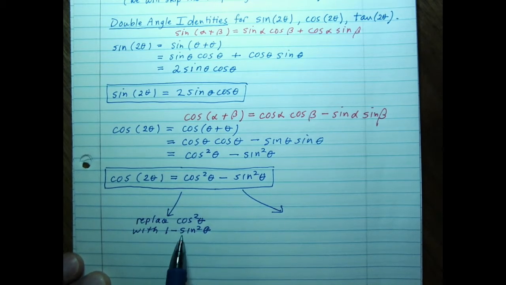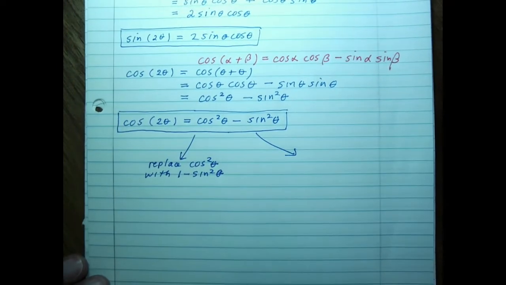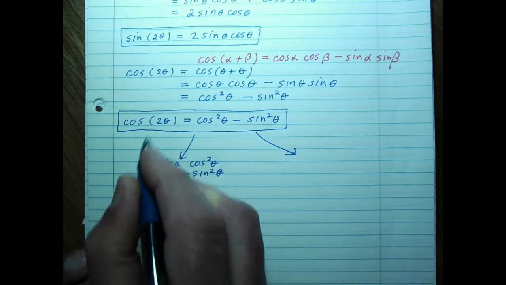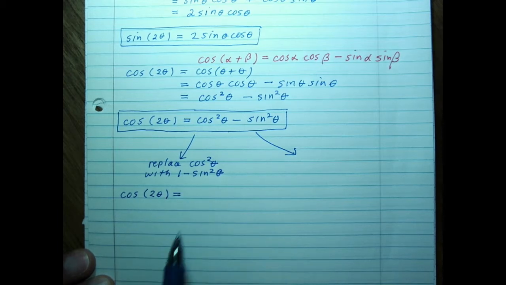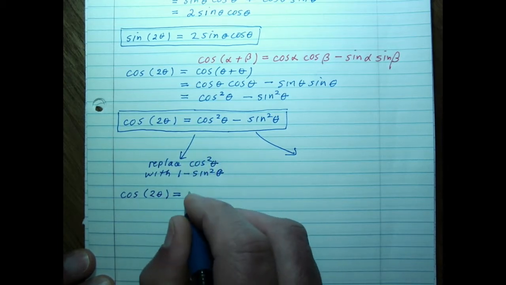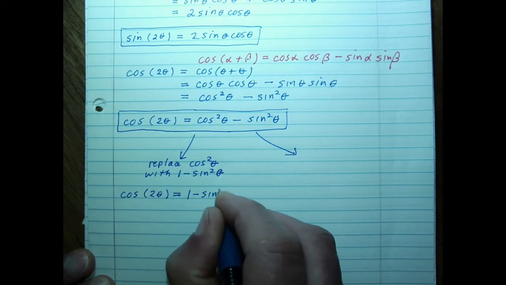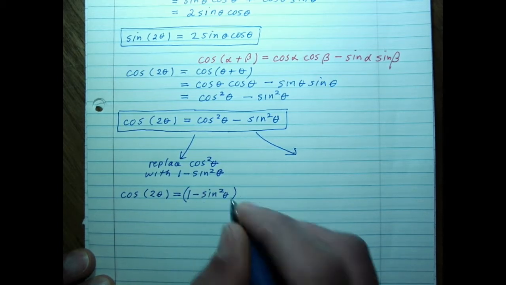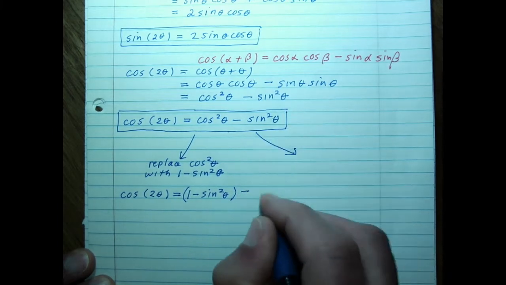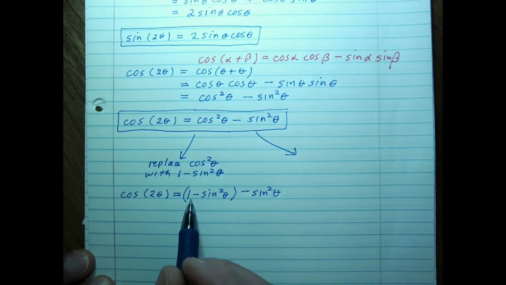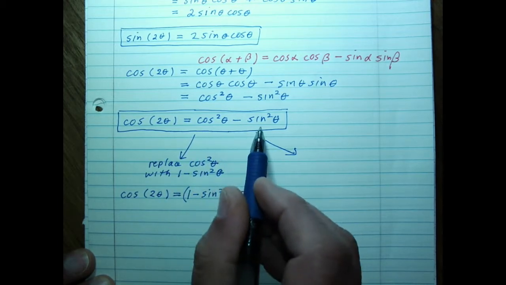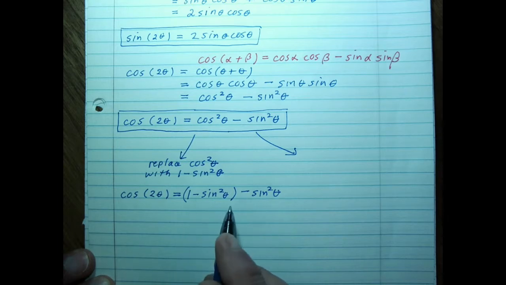I'm really using that relationship that comes from our Pythagorean identity, sine squared plus cosine squared equals 1, for any angle. So I'm going to go back to cosine 2 theta equals, and I'm going to replace the cosine squared with 1 minus sine squared theta. And I still have a minus sine squared theta on the end. And what this does is it allows me to write the right-hand side with sine only.